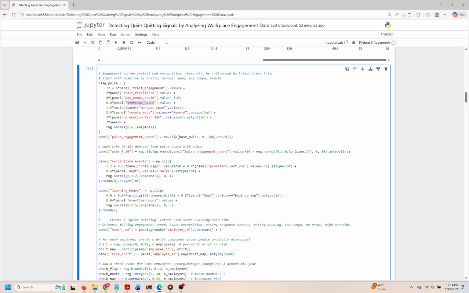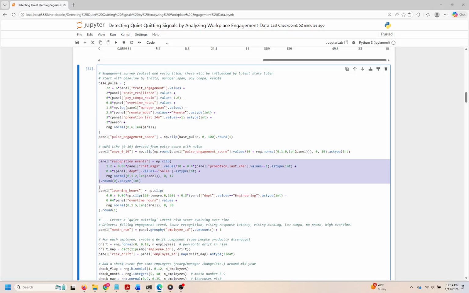The output is a calculated engagement score, which we subsequently clip to ensure it falls within a valid range. Following that, an Employee Net Promoter Score, or ENPS, is derived, imbuing it with a bit of noise to make it more reflective of genuine variations. Next, we evaluate recognition events, which emphasize how often employees feel acknowledged for their contributions. This metric factors in elements like messaging intensity and departmental influences, ensuring we accurately capture the recognition landscape.